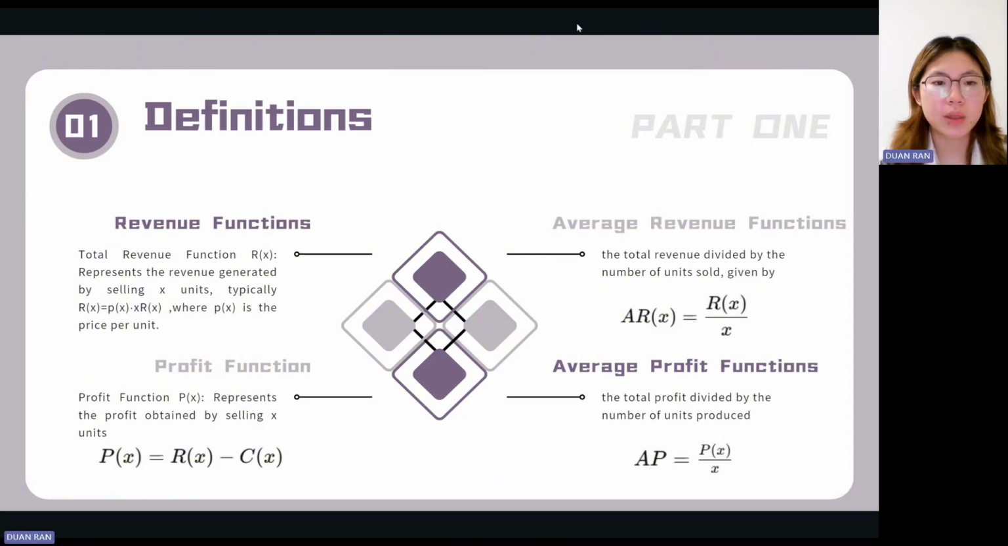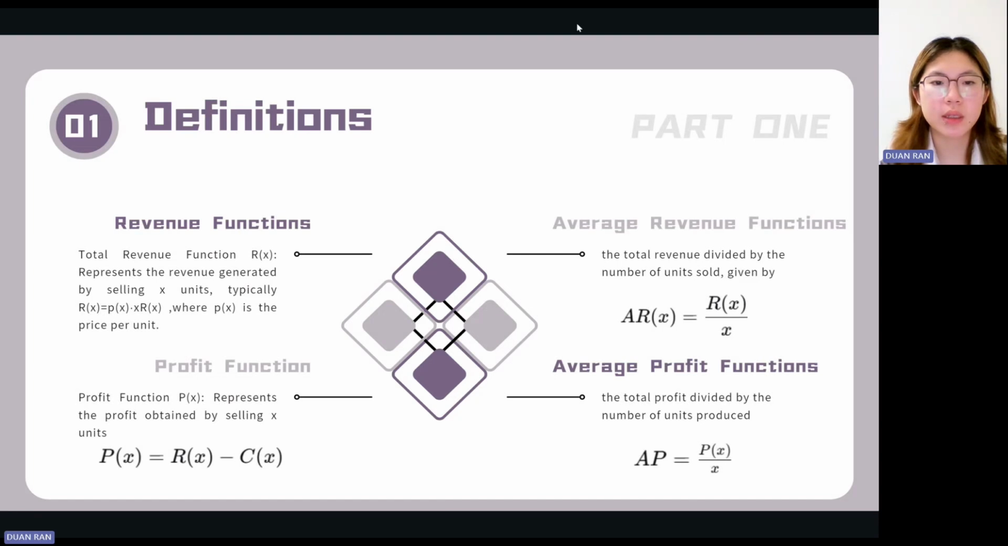Next is average revenue functions. It's the total revenue divided by the number of units sold. Here is a formula. This is often equal to the price per unit P(x) if the firm is in perfect competition. The next one is profit functions.